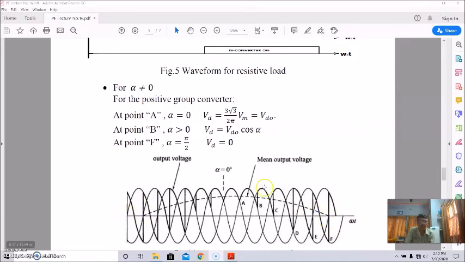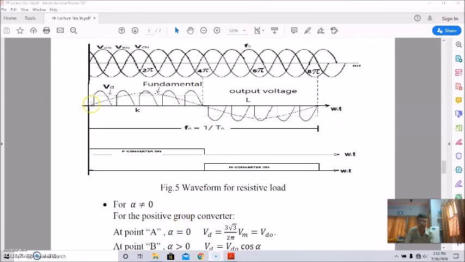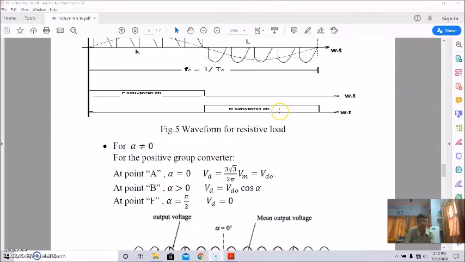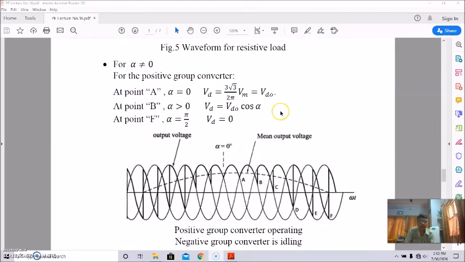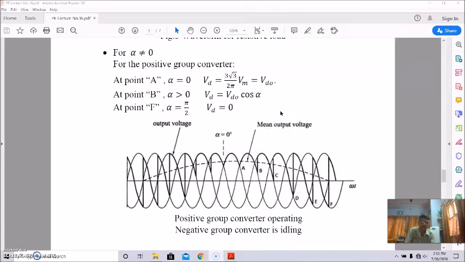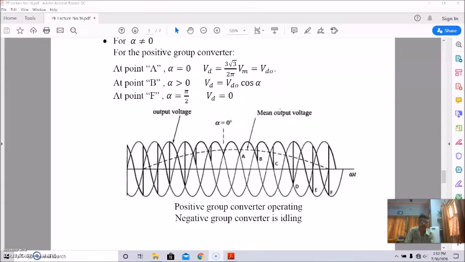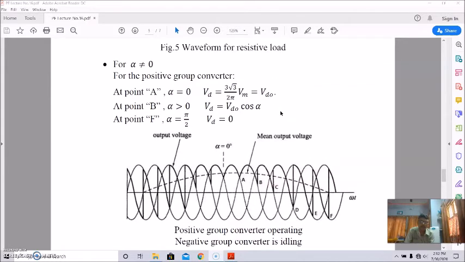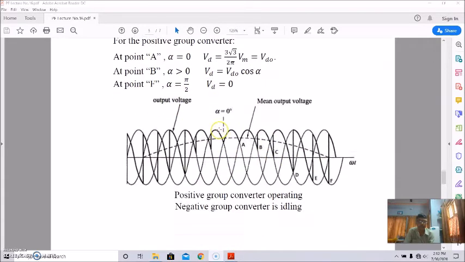So this dotted line is the mean output voltage. Here also this is the mean output voltage. So the positive group converter is operating for the positive half, and the negative group converter is idle. This is for the waveforms when the positive group of converter is operating and the negative group of converter is in idle condition. This will be the mean output voltage, and this is discussed here.